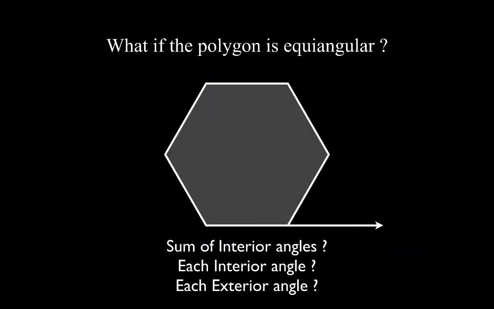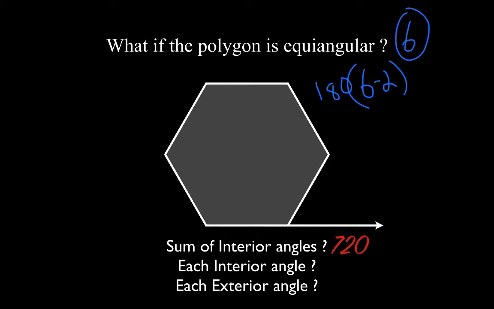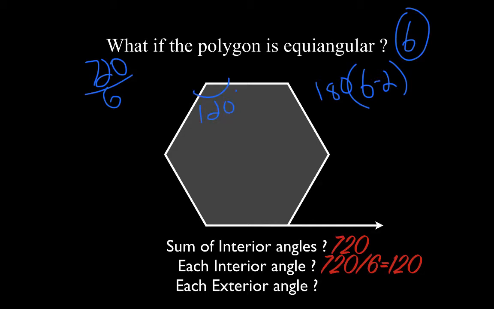Okay, one last one, just to be 100% clear. We have a 6-sided figure. The interior angles: 6 minus 2 times 180, which is a grand sum of 720. We divide our 720 by 6, and each interior angle is 120. So 120 degrees for each interior angle. Again, the exterior angle is simply the supplement of 120, which is 60.